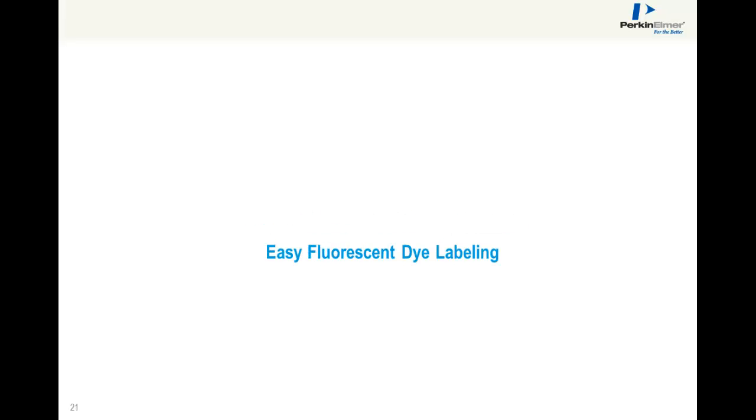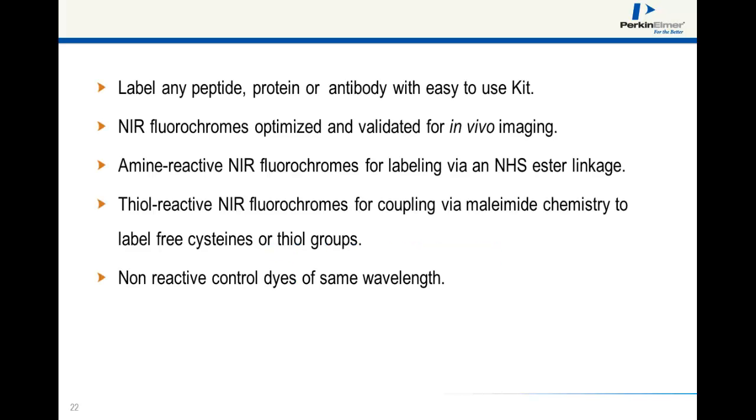In vivo optical imaging methodology, what does it take? Labeling of peptides, proteins, and antibodies with a fluorescent dye is easy. You can label any peptide, protein, or antibody with an easy-to-use kit. Near-infrared fluorochromes specifically optimized and validated for in vivo imaging are available. You can choose from amine-reactive near-infrared fluorochromes for labeling via an NHS ester linkage, thiol-reactive near-infrared fluorochromes for coupling via maleimide chemistry to label free cysteines or thiol groups. Non-reactive control dyes of the same wavelength are also available.